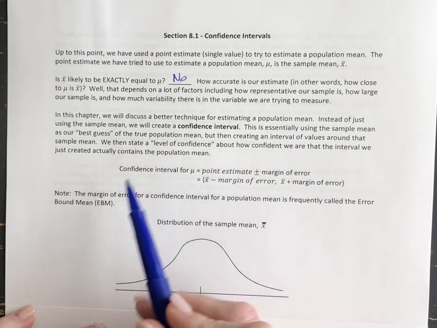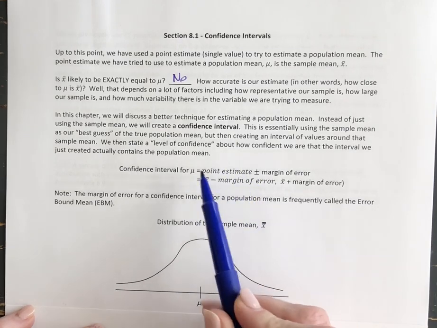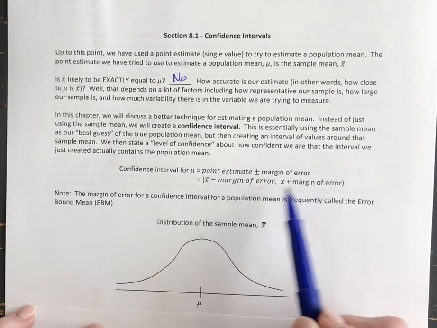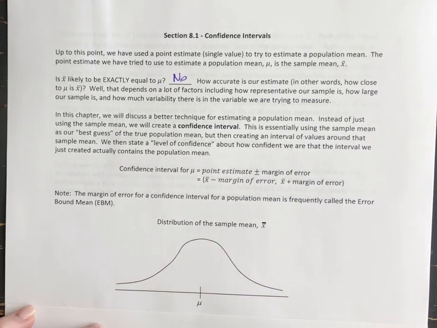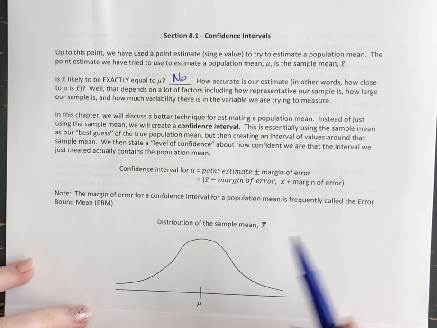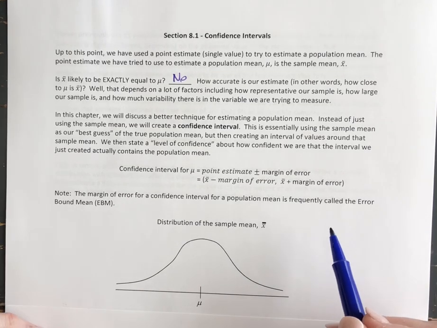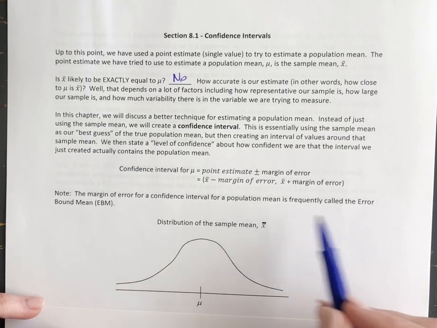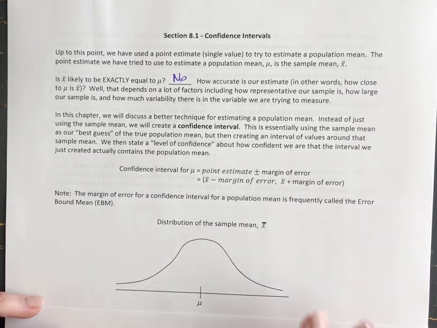And so the general process here is we're going to get our point estimate for mu, which is x bar, and then we're both going to add and subtract some quantity. We're going to call that the margin of error, and that's going to create an interval estimate instead of a point estimate. Another term here as we go is that the margin of error for a confidence interval for a population mean is frequently called the error bound mean, or EBM.